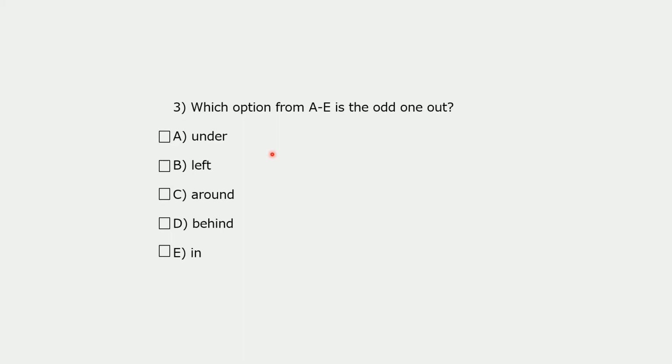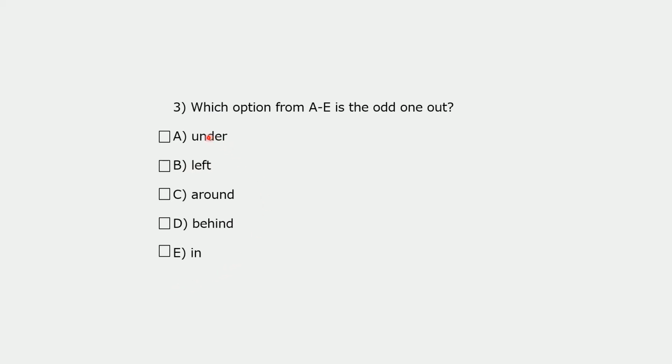Question 3. Which option from A to E is the odd one out? Now this is neither a synonym nor antonym question. This is figuring out which one is different from the other 4. So we have A under, B left, C around, D behind, and E in. Which one do you think?